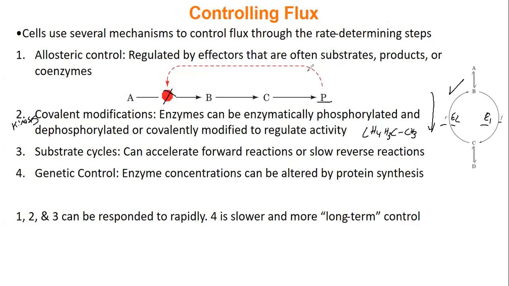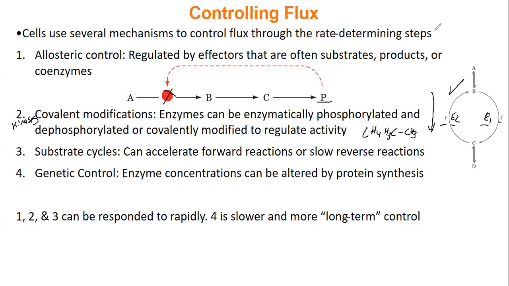The last is the slowest, but it can have a big effect. Enzyme concentrations, right? Start making more enzymes or destroy the enzymes you already have. Genetic control. 1, 2, and 3 can happen in matters of seconds, milliseconds. 1, 2, and 3 are incredibly fast. Genetic control, you're looking on the order of minutes, tens of minutes sometimes. But these are all the ways that we can control flux in our cells. So any questions about those ideas?